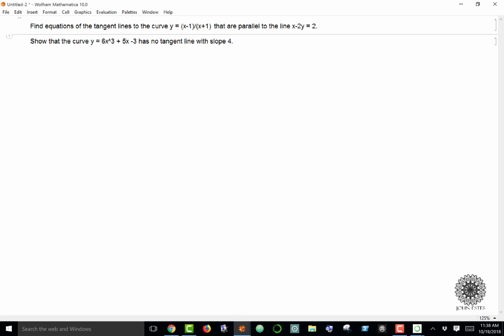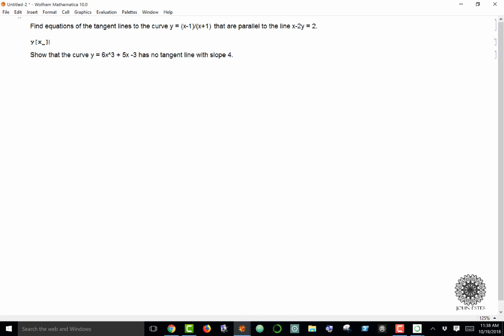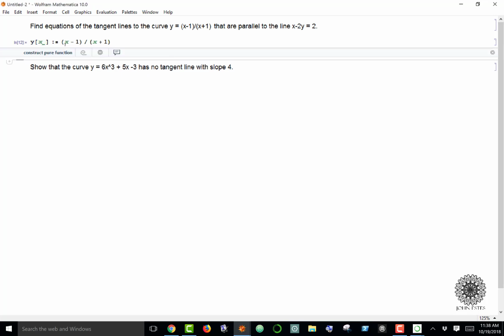Okay, so the first thing I need to do is get this y curve. I'm going to define it as a function of x. To do that, I always put an underscore after my input, and that tells Mathematica that from now on, anytime it sees an x, that's the input. Okay, so there's my function.